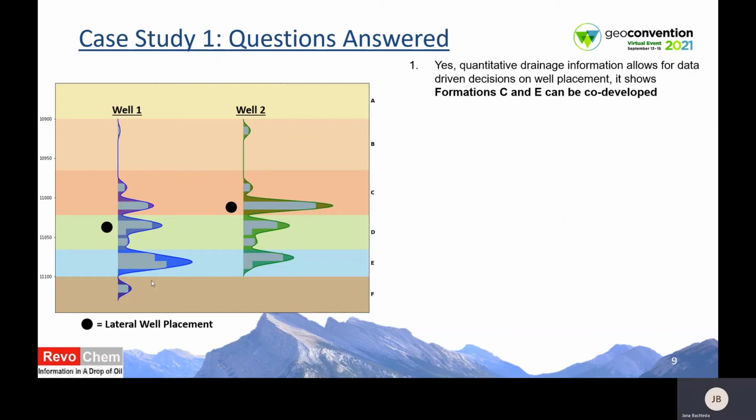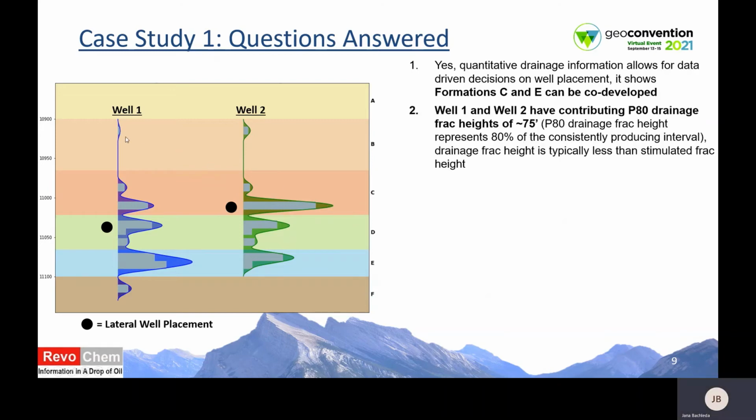Through this fitted drainage frac curve and the well placement for well 1 and well 2, we can easily see that well 1, which is targeted lower in the upper half of Formation D, drains about 20% more Formation E than well 2 does, whereas well 2, which was drilled in the lower half of Formation C, drains about 20% more Formation C than well 1 does. So right away we can say yes. Quantitative drainage information allows for data-driven decisions on well placement. It shows that Formation C and E can be co-developed.